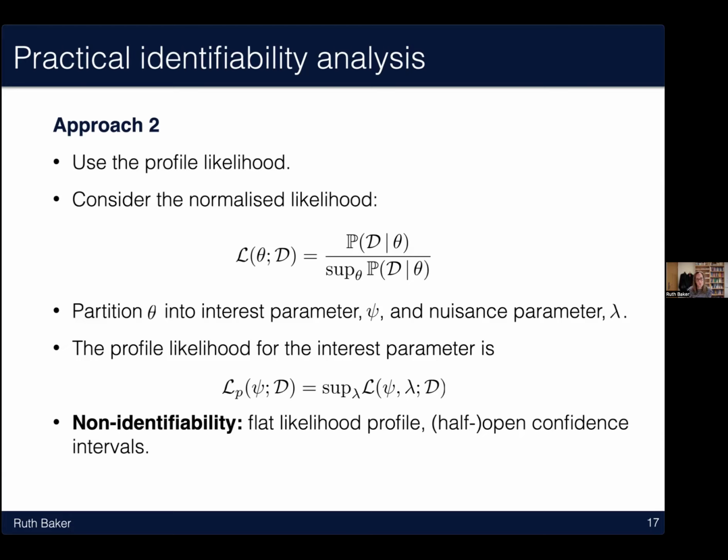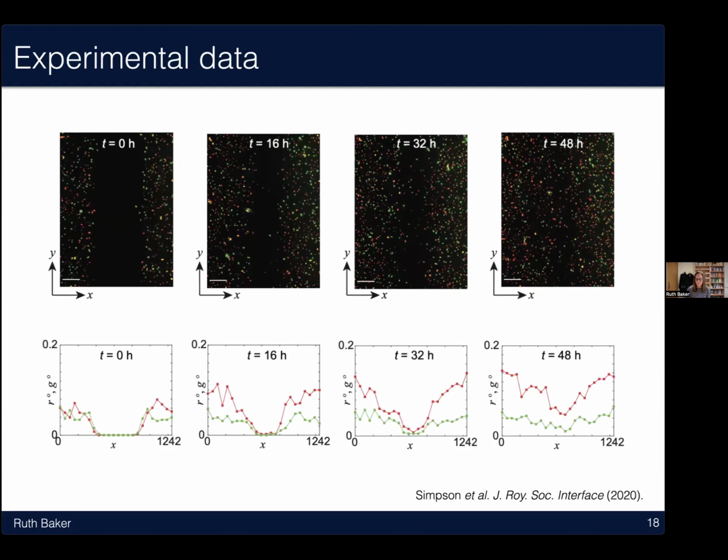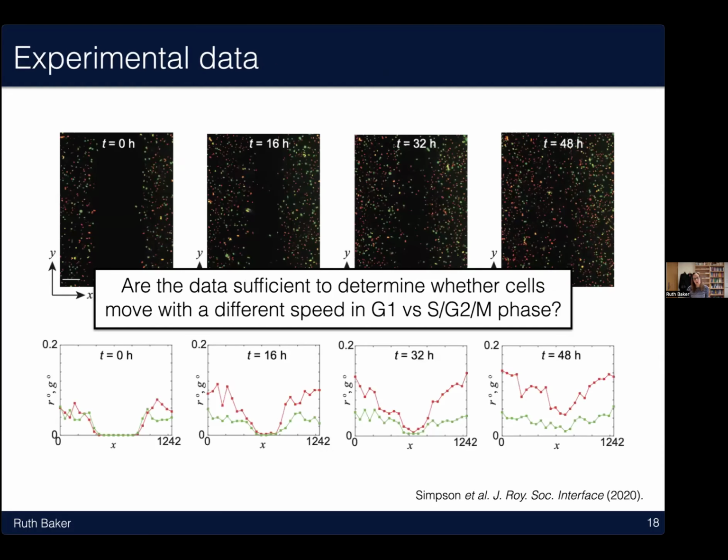One of the questions we had was, what's a relevant level of complexity for the data that I've been showing you, judged by asking questions about the practical identifiability of my model? In particular, for this data set, we wanted to ask whether the data is sufficient to determine whether cells move with a different speed in G1 versus SG2M phase of the cell cycle.